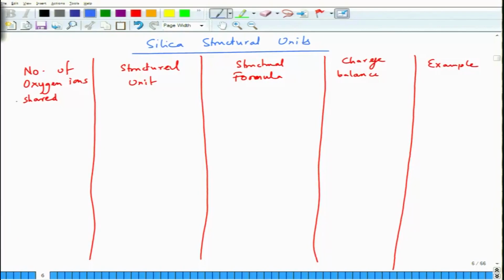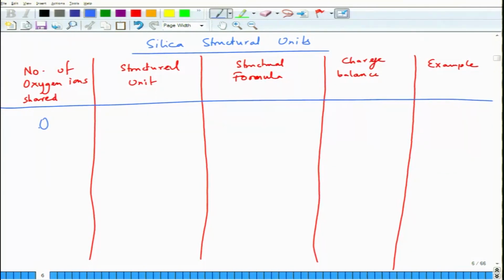So, you see from the previous slide, the key thing is how do these unpaired electrons, or charge imbalance, get accommodated, because it has to be electrically neutral, that is the bottom line. So, how does it do that? The first thing is, let us say the number of oxygen shared is 0. In this case the structural unit will be 1 tetrahedra, just 1 tetrahedra. If there is no sharing, it is going to remain in tetrahedral form. So, this is basically an island sort of SiO4 structure, and here you can see the charge balances.